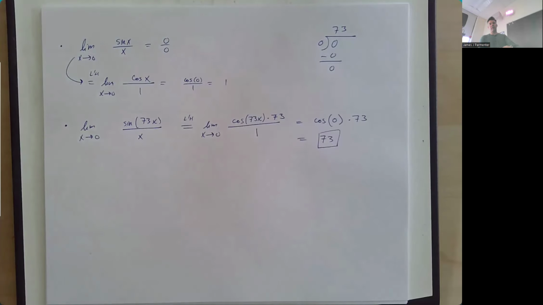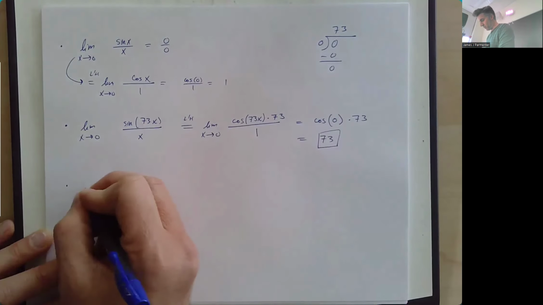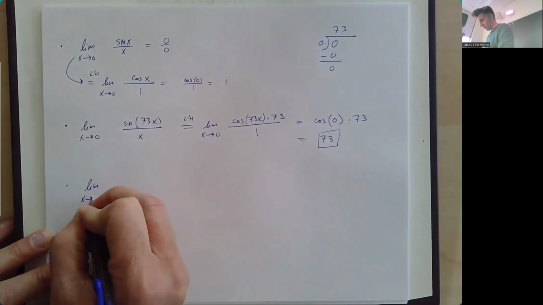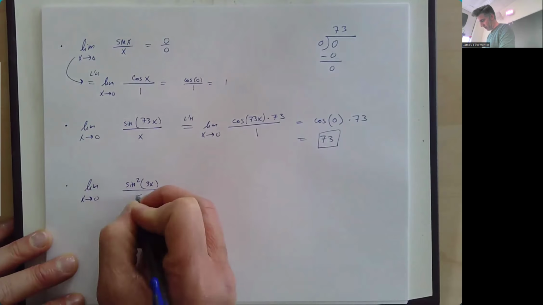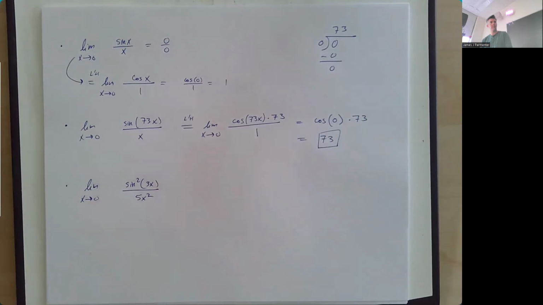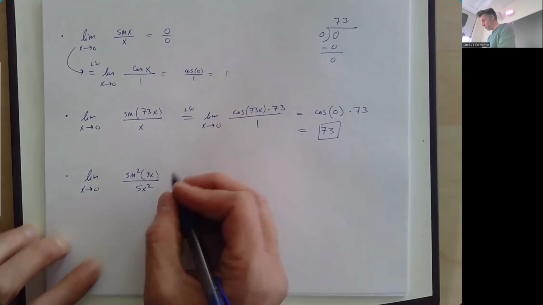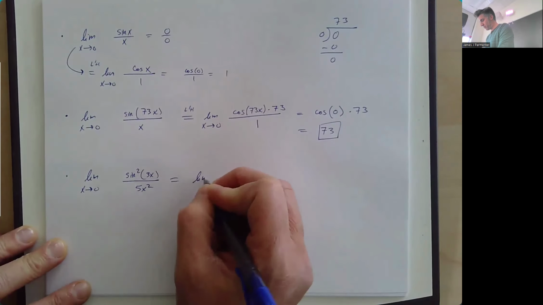Let me point out, sometimes using L'Hopital's rule is not the best. Let me show you an example. Let's say the limit as x goes to 0 of sine squared of 3x over 5x squared. This is a 0 over 0 type, and we could totally use L'Hopital's rule. And you watch what happens.